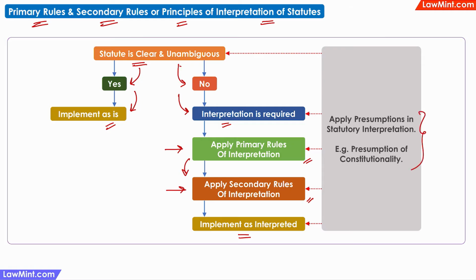Also, the presumptions of statutory interpretation should be applied in each step of the interpretation process, and any interpretation that goes against the presumptions should be discarded. For example, the presumption of constitutionality, which is the presumption that the legislature cannot make any laws to intentionally violate the Constitution. So, any interpretation which seems to violate the Constitution will be a wrong interpretation and must be discarded.